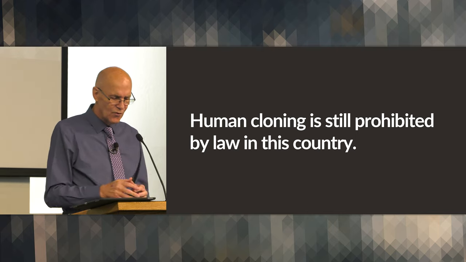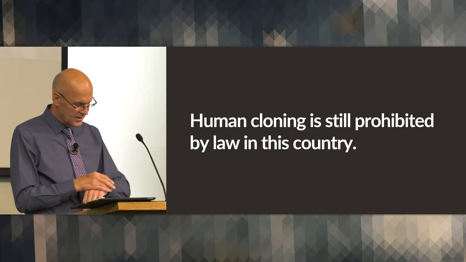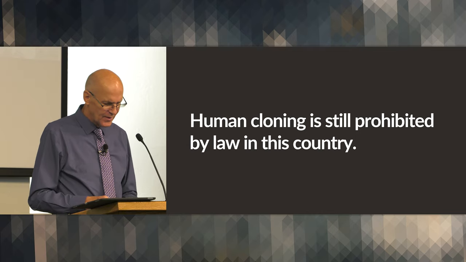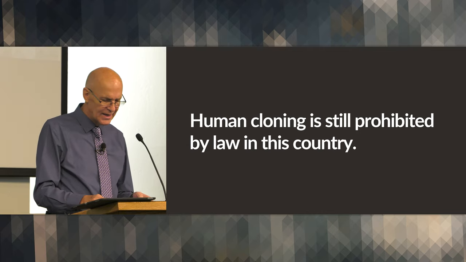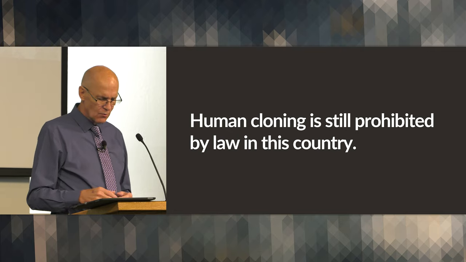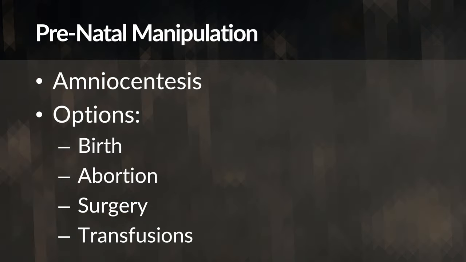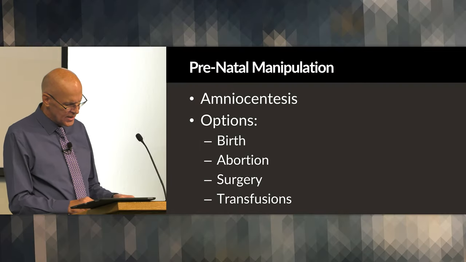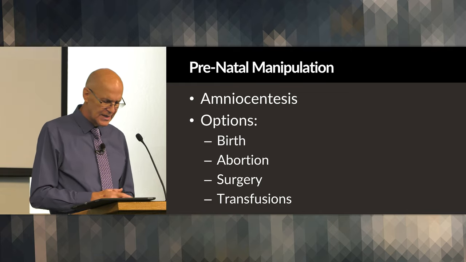All right, the final two forms of human engineering are not as scientifically spectacular as cloning, but they represent man's attempt once again at controlling or modifying human life. So one is prenatal manipulation. It's another type. This is a form of screening, but done when the woman actually is pregnant. The most common form of screening is done through a process known as amniocentesis.